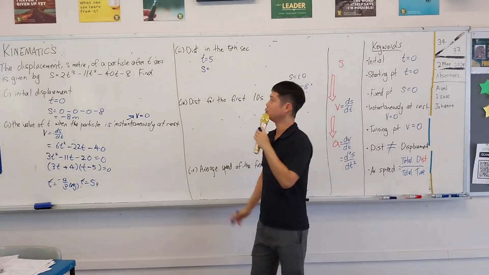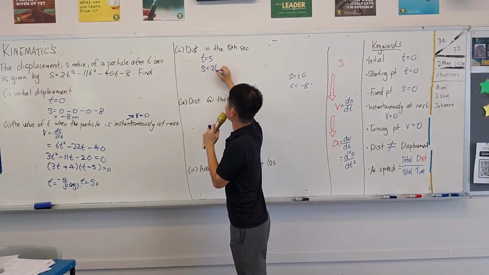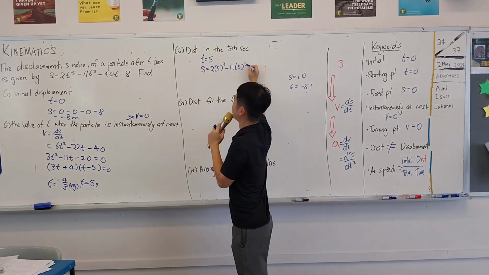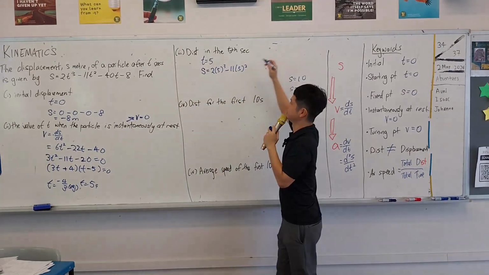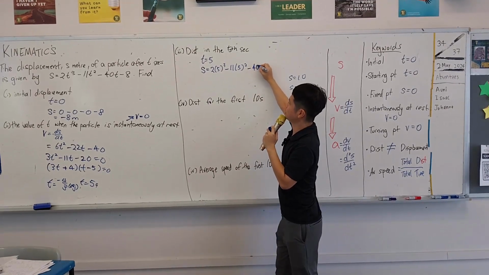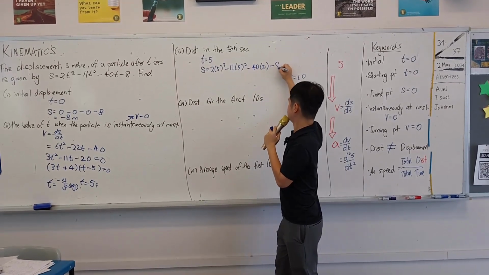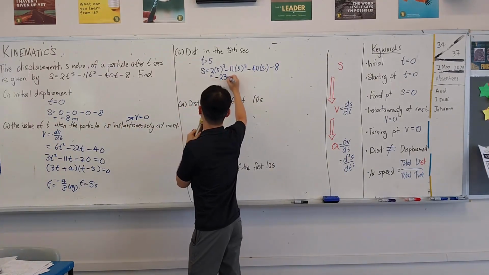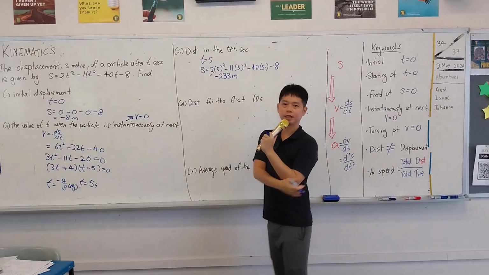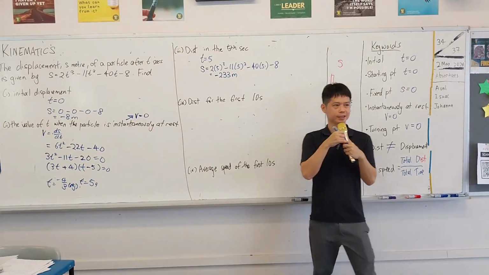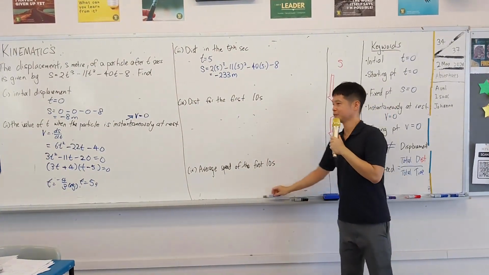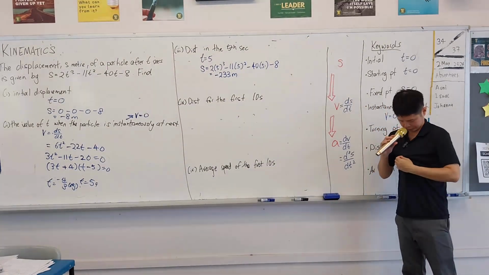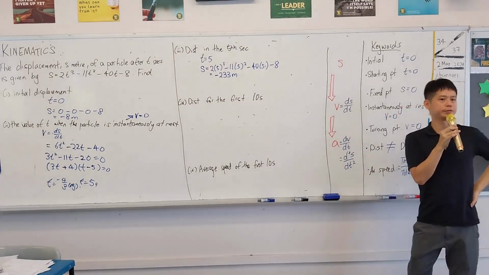displacement will be 2 times 5 cubed minus 11 times 5 squared. Please use the correct equation. Minus 40 times 5 minus 8. Negative 233 meter. So what is the distance in the 5th second? Yeah, you're right. This is displacement. So what is the distance in the 5th second?